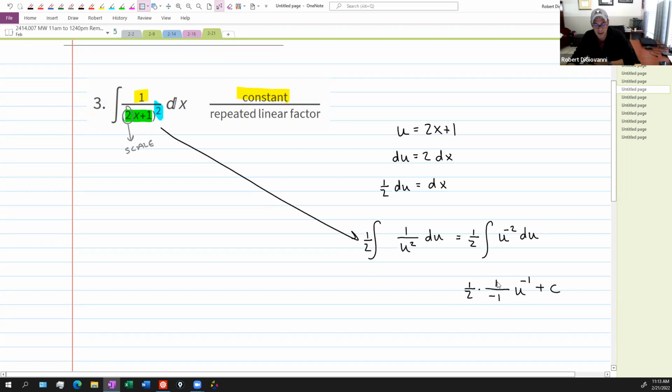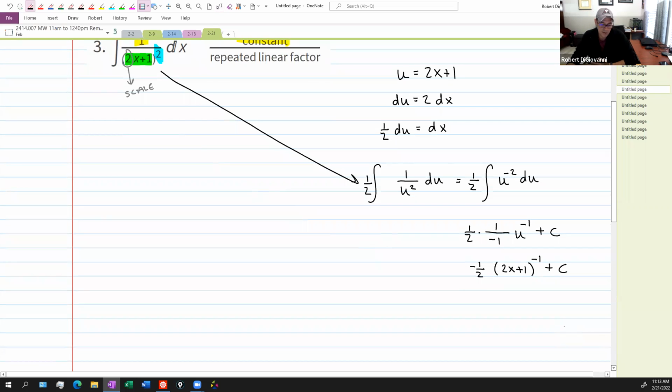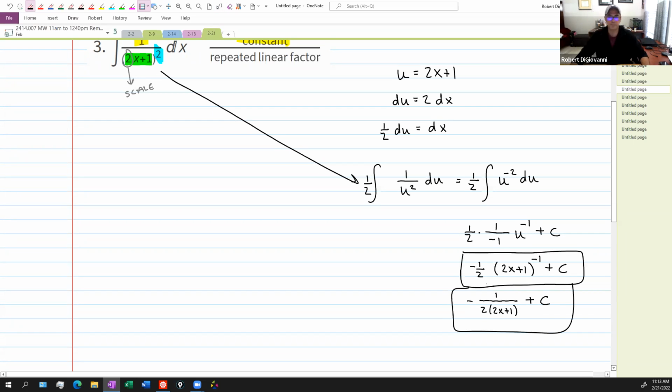And that's where we get that -1/2 from. -1/2, and then 2x plus 1, replace u, to the -1 plus c. That would be an answer. That would be fine. You could also do it this way. You could write it as negative, put the negative out front, 2 over 2x plus 1. You could drop the 2x plus 1 down on the bottom with the 2. So that's correct. Make sense or no?